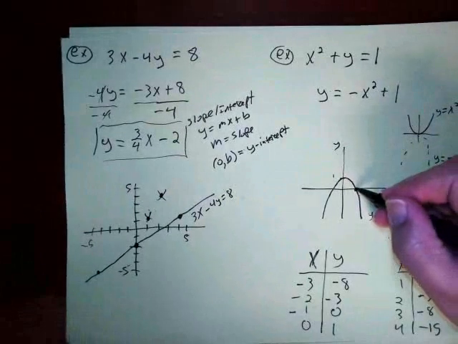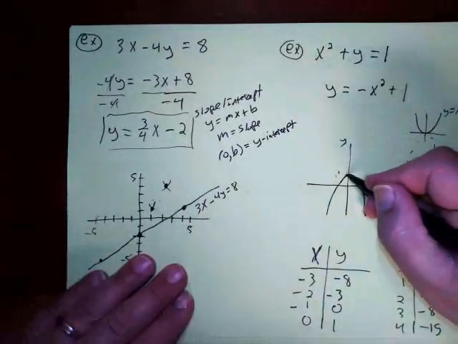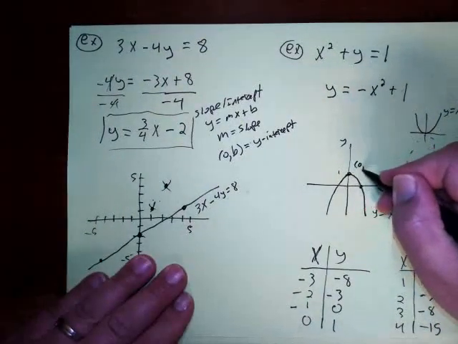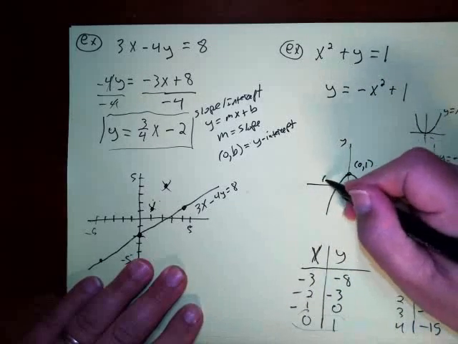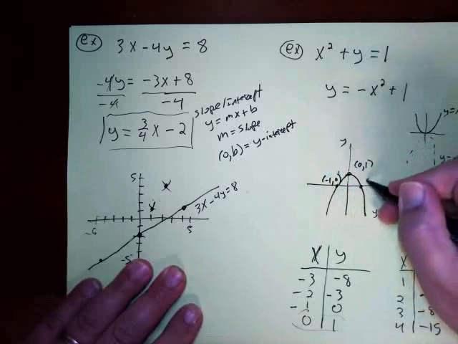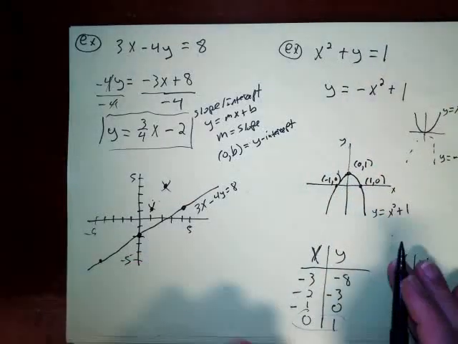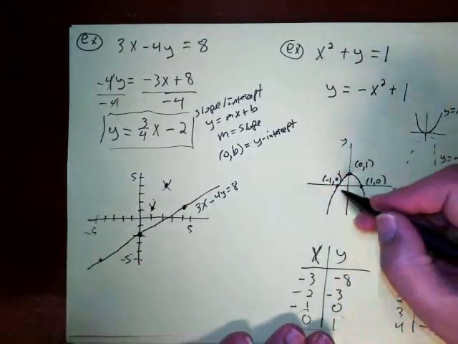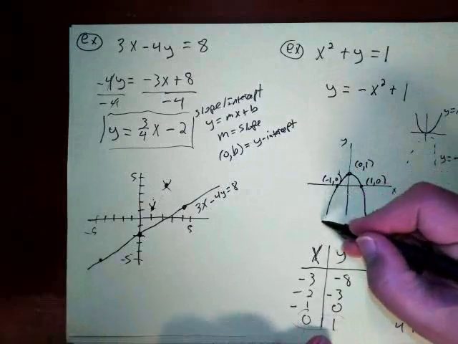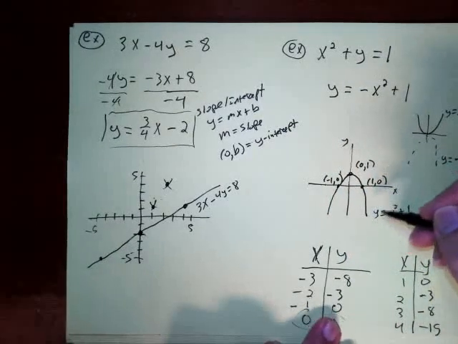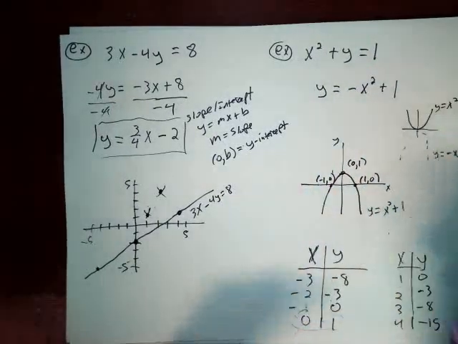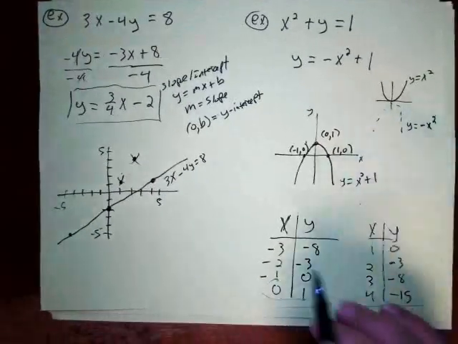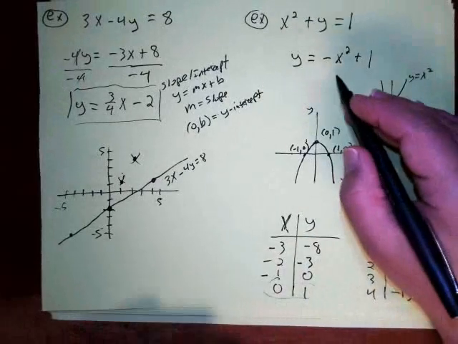This is the point 0, 1, that's this ordered pair. This would be negative 1, 0, and over here would be positive 1, 0, right? And then at 2, I'm down at negative 3, then negative 8, negative 15, and so on. Okay, so you can use tables and you can plot points.